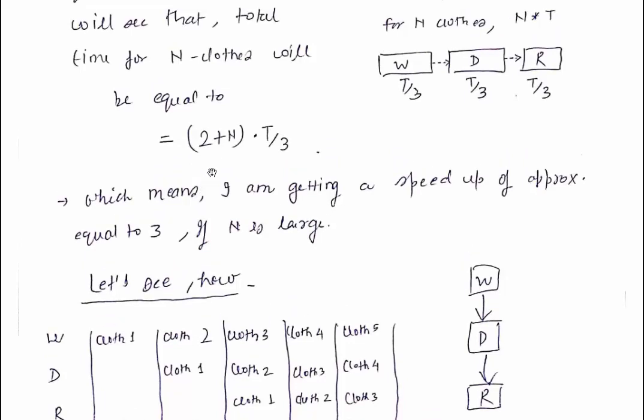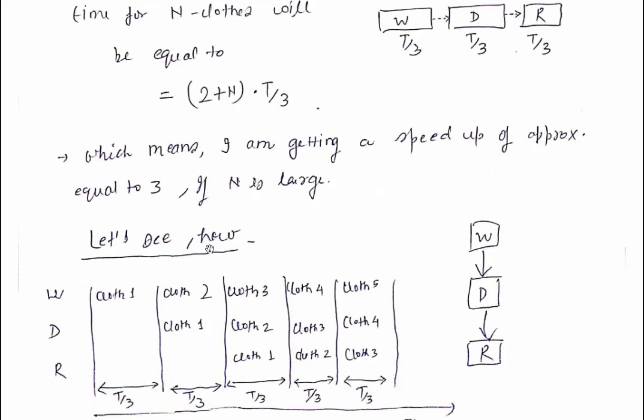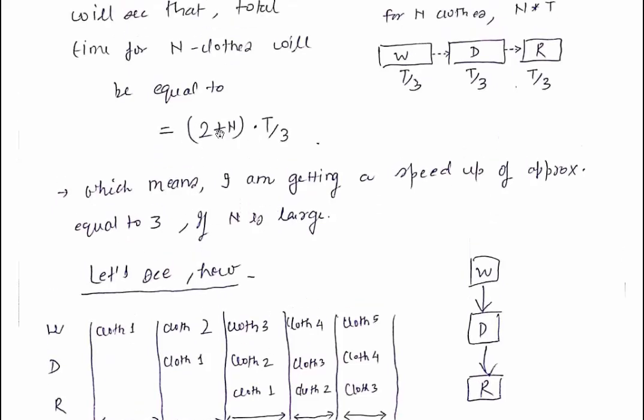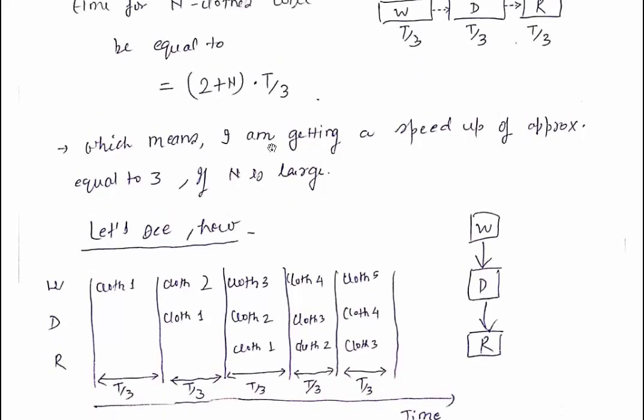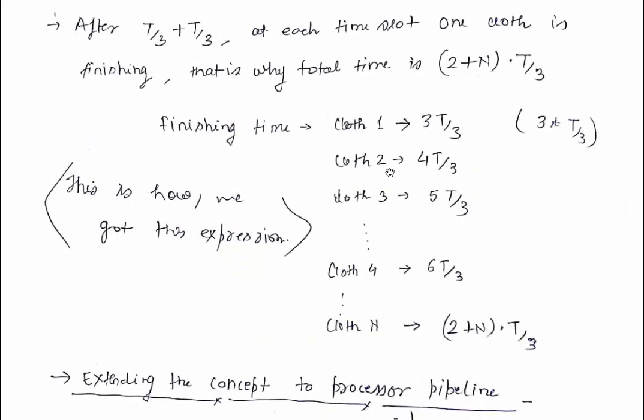Because each of the units takes t by 3 amount of time, and after 2 units of time, that is t by 3 plus t by 3, you would be getting one cloth ready. So that is why 2 plus n multiplied by t by 3. Which means that we will be able to get a speed up of approximately equal to 3. Okay, so now let's say n is very large. If you divide nt by t by 3, we are able to get a speed up of approximately equal to 3.